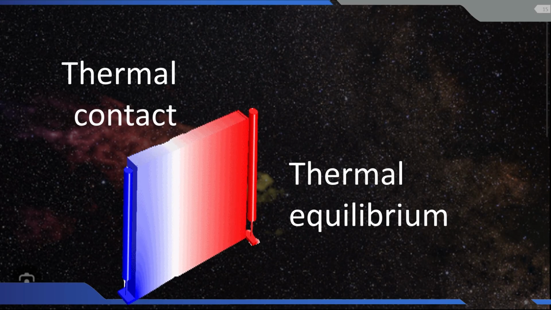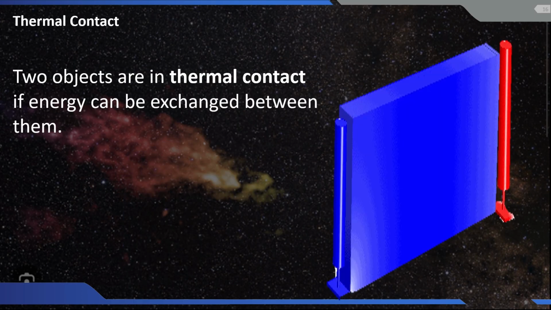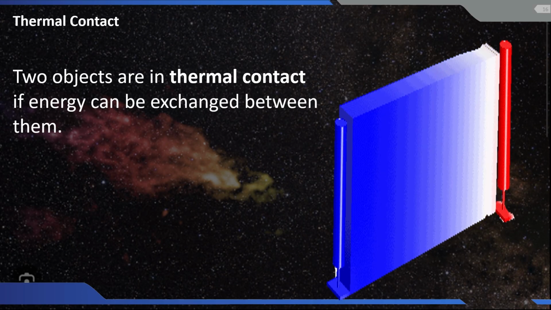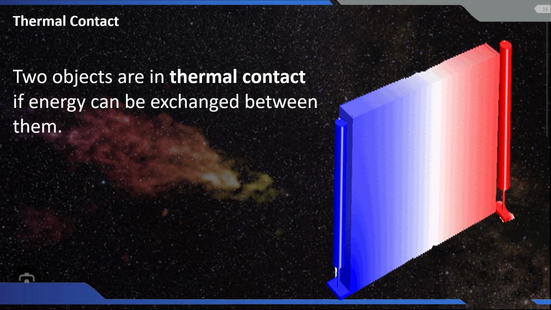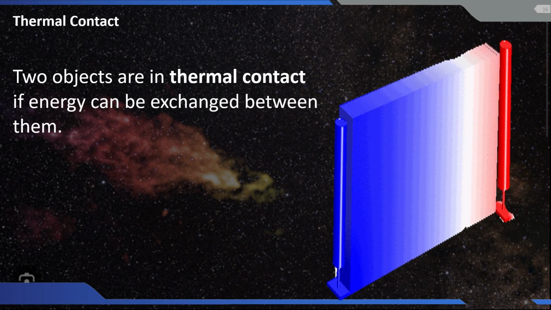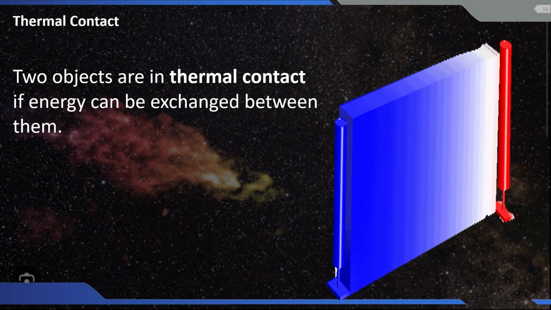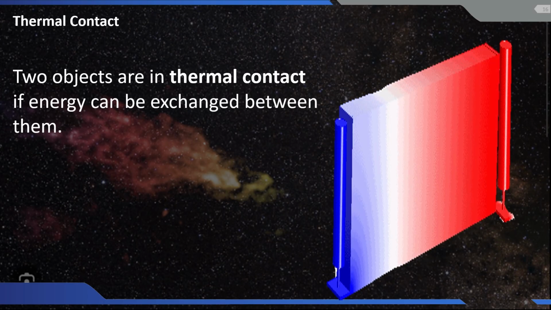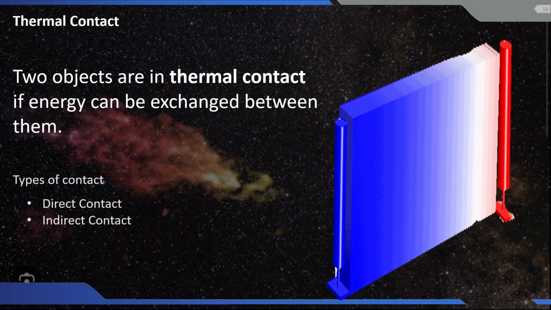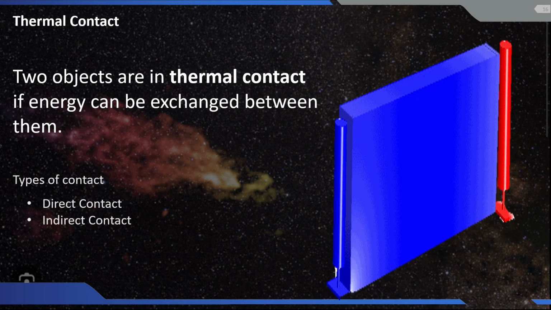To understand the concept of temperature, it is essential to grasp the two keywords here, which are thermal contact and thermal equilibrium. Thermal contact refers to a specific physical condition where two objects are physically touching or close enough in such a way that energy exchange between these two objects becomes possible. For example, a cup of hot coffee placed on top of a table is in thermal contact with the table surface, and several types of contact can exist, which are direct contact and indirect contact.